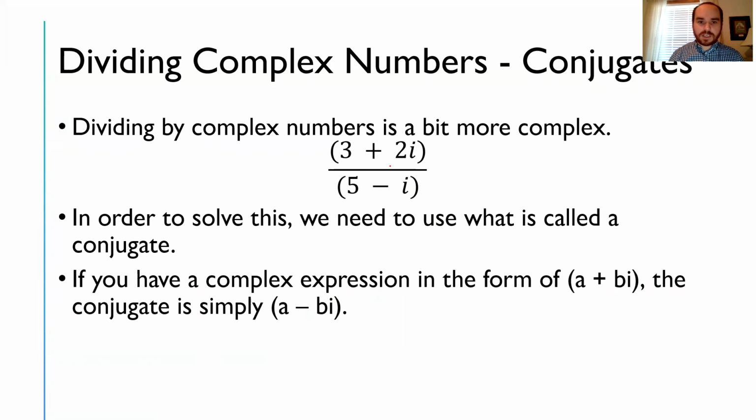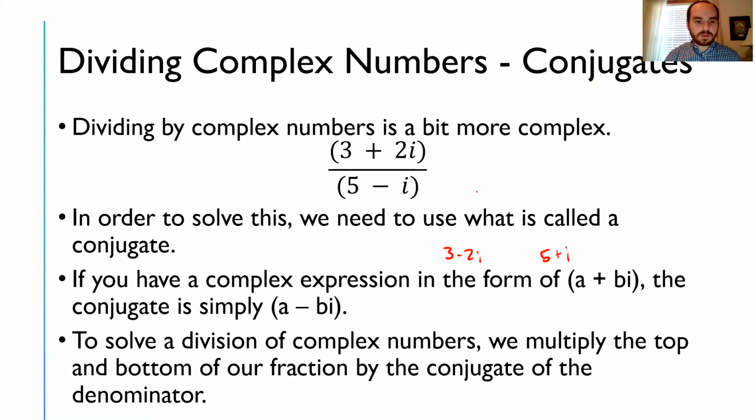So in this case, the conjugate of the top one, we have 3 plus 2i, is 3 minus 2i. The conjugate of the bottom one, we have 5 minus I, is 5 plus I. You're just switching the symbol of whatever that is, basically. And the reason is when you FOIL that out, it's going to cancel out your i's and just leave you with I squareds or whole integers.